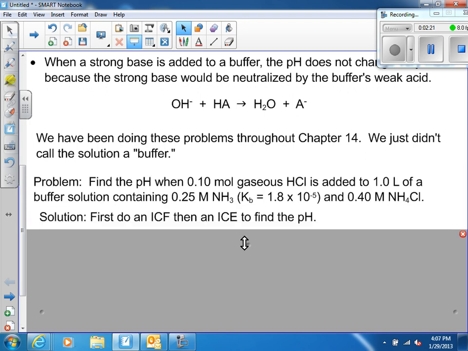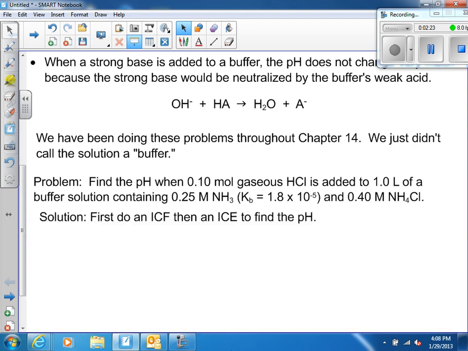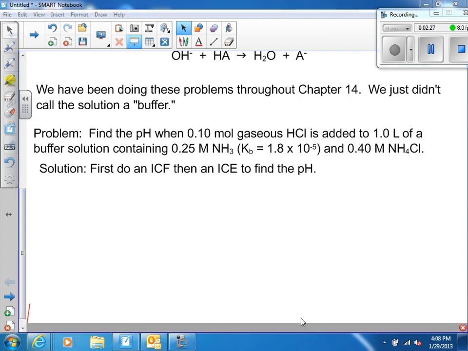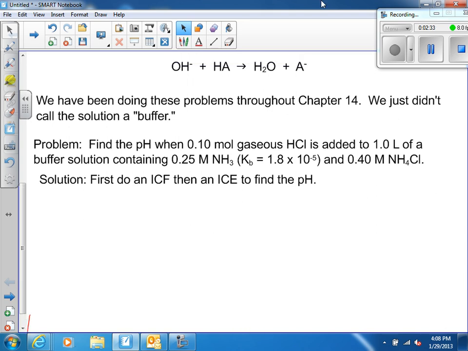So let's do one. Just to remind you, we've already done this, but we'll do another one. And if you want to pause this and do it on your own, that is your prerogative. We're going to set up an icebox. Whoops. That's okay. Nothing broke.